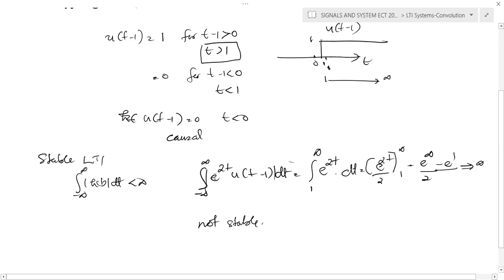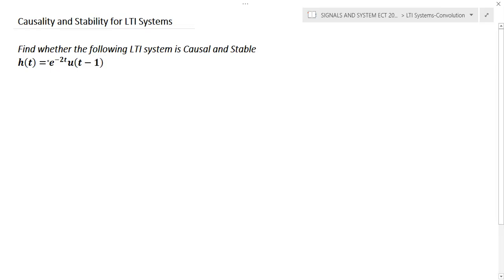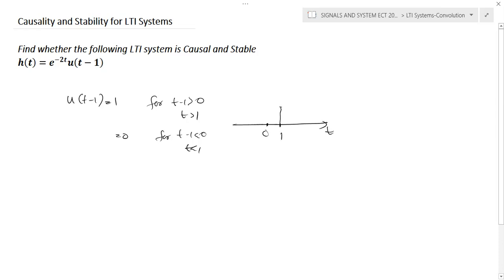Now we will consider another question. It's a slightly modified version of the previous question. In the previous question it is e raised to 2t, now it is e raised to minus 2t. We already discussed u of t minus 1 is equal to 1 for t minus 1 greater than 0 or t greater than 1, and 0 for t minus 1 less than 0 or t less than 1. And this is a waveform we already discussed. For t greater than 1, the function amplitude is 1. And definitely this signal amplitude is 0 for t less than 0, because this u of t minus 1 is 0 for t less than 1. So we can conclude that the given system is causal because x exists only on the positive side.